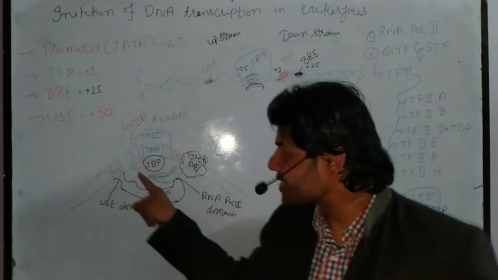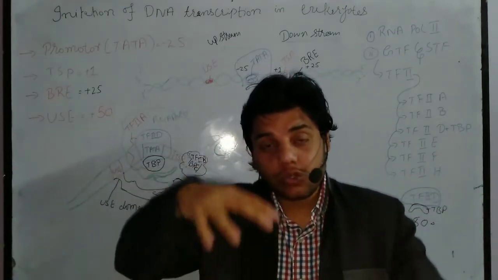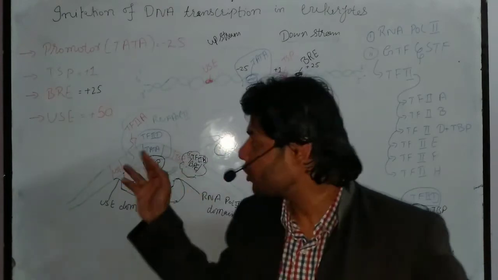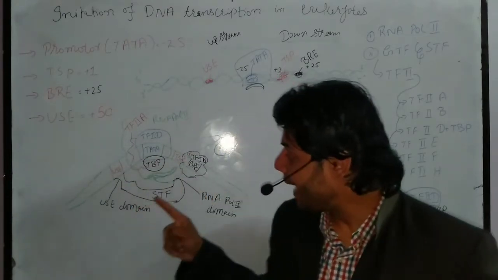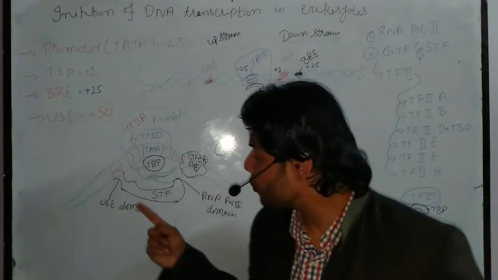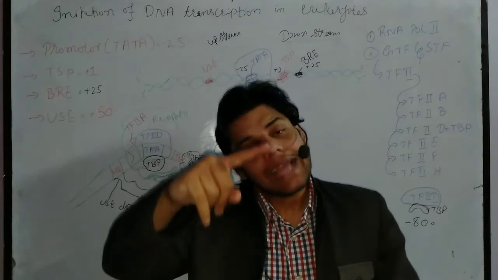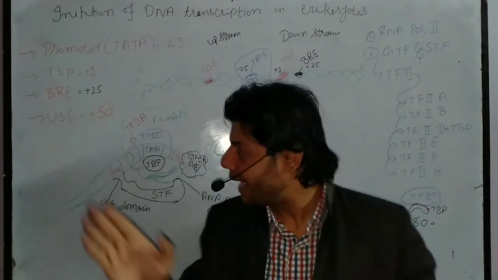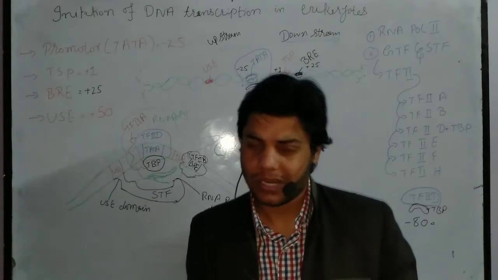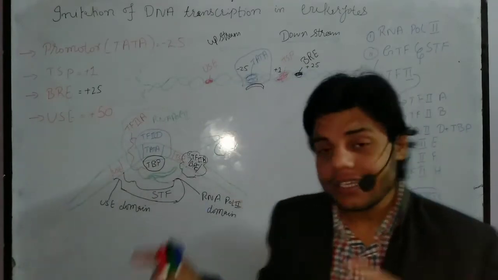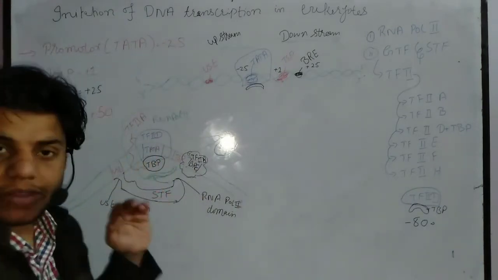Because it will place the RNA polymerase 2 correctly on the promoter region. That's why it will bend the DNA. And the second function is that it will signal to the RNA polymerase 2 that you are at the right place, and now it is time to start the initiation of the DNA transcription stage. This is the main function of this specialized transcriptional factor.